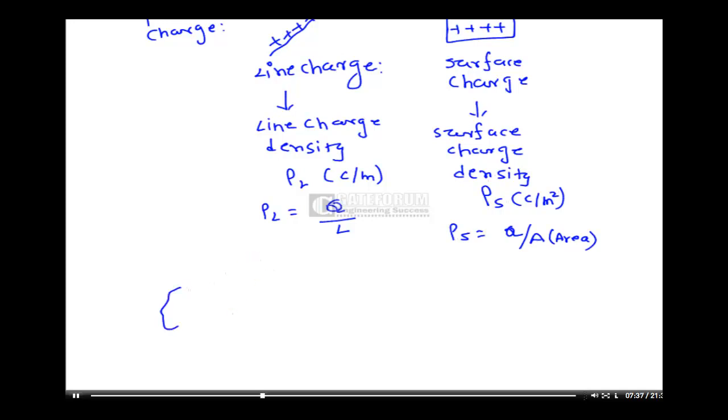Similarly, volume charge, that is a closed surface. This is a closed surface. So suppose some charge exists in the volume.